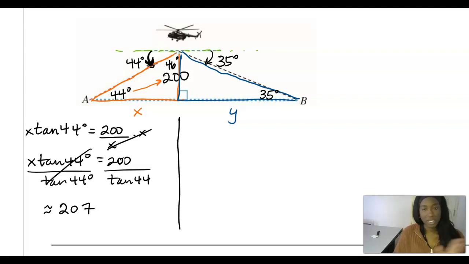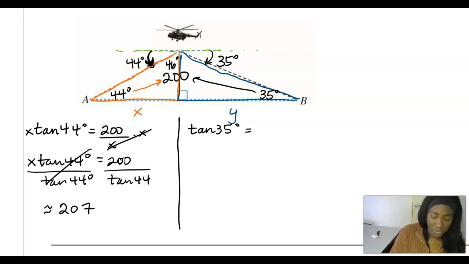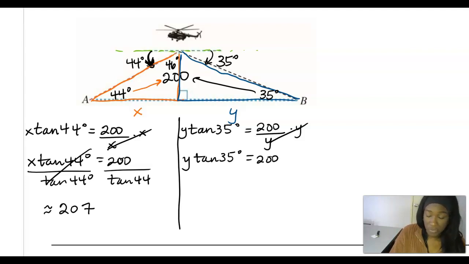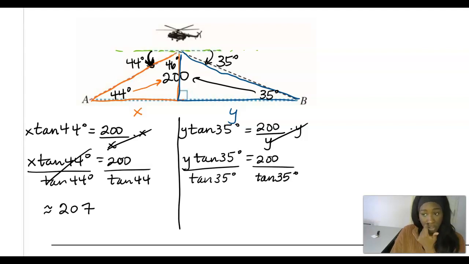And now we'll do a very similar thing on the other side, but this time we're using the 35 degree angle. The side opposite that in the triangle is 200. The side we're looking for adjacent to that is y. We're again going to get rid of the fraction in this equation to start off. Remember, we're trying to solve for y so that we can add it to x. And so to get y by itself, we will need to divide both sides of this equation by tan 35.